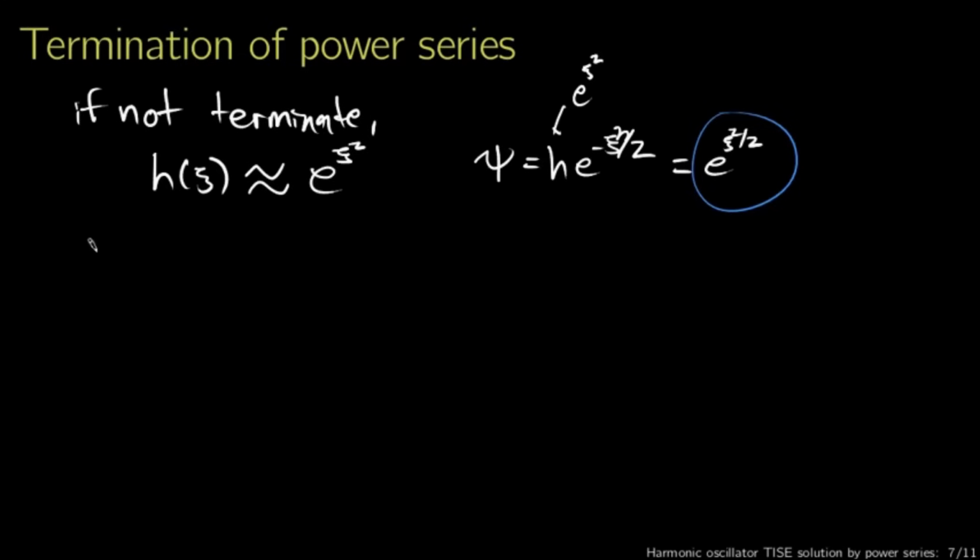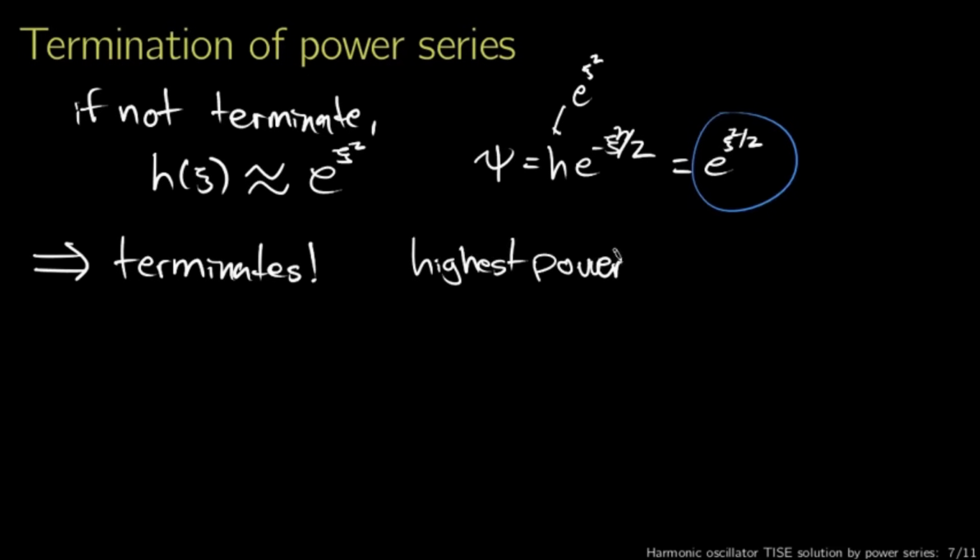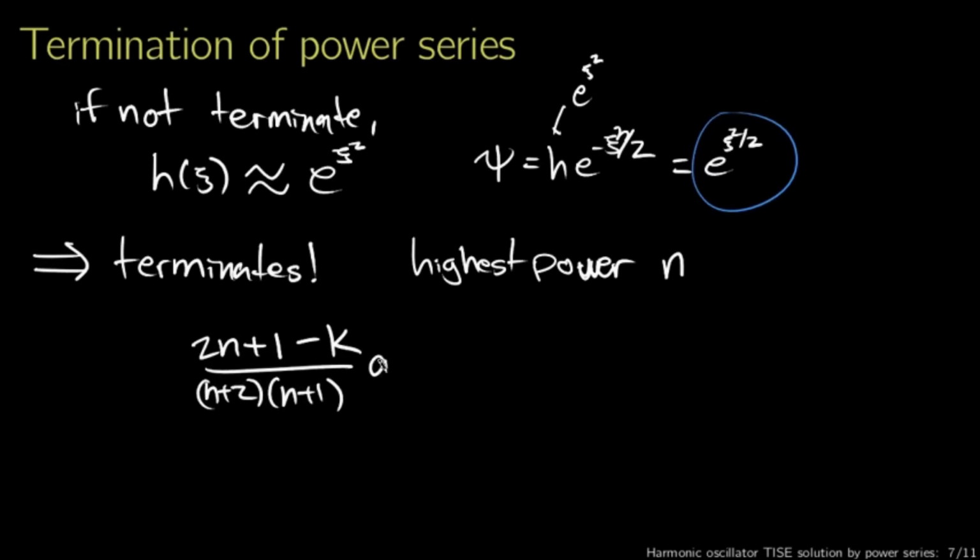What that means, therefore, is that our power series must terminate. It must end. And what that means is that we have some highest power. How could we get a highest power? Well, go back to our recurrence relation. Suppose our highest power is n. Our recurrence relation for n tells us (2n plus 1 minus k) over (n plus 2)(n plus 1), multiplied by a sub n, is a sub n plus 2.